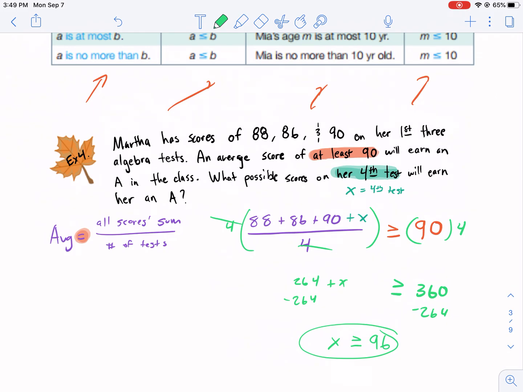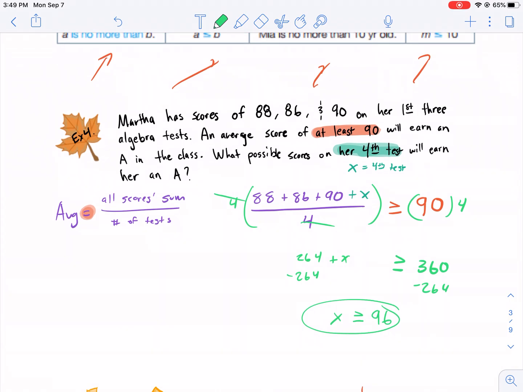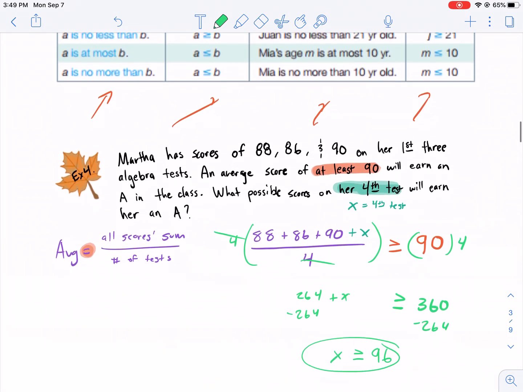So this is actually super useful. I use this a lot in college when I had to figure out what kind of scores I needed to get. So this is super helpful, and hopefully you guys get an indication of how inequalities translate to word problems.